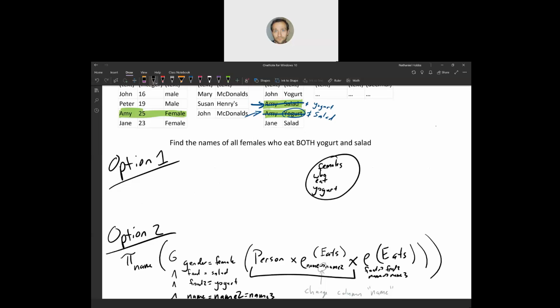So you can find this set, and then you can find another set, females who eat salad, and then look at the intersection of these two sets. Because this intersection will be those women who both eat yogurt and eat salad. And so that's the second option.